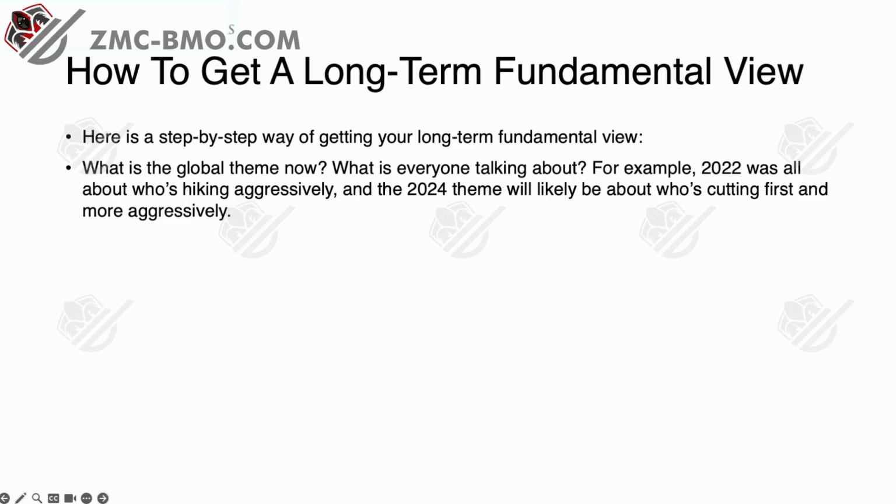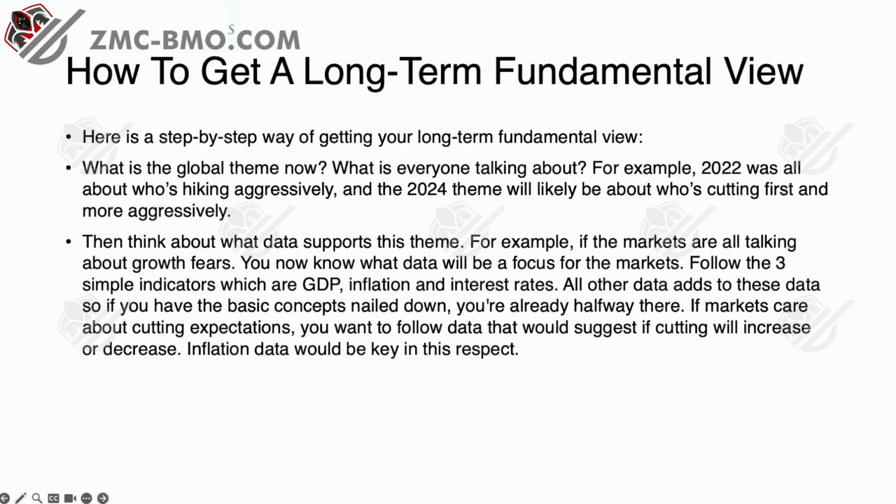So now we know what data supports this theme. I've mentioned, then think about which data supports this theme. So what supports the idea of who's going to cut first, who's going to cut more aggressively. For example, if the markets are talking about growth fears, you now know what data will be the focus for the markets. Follow the 3 simple indicators, which are, of course, GDP, inflation, and interest rates. Drew has made a video on this that is just below this video. And all other data adds to these data. So if you have the basics nailed down, you're already halfway there.